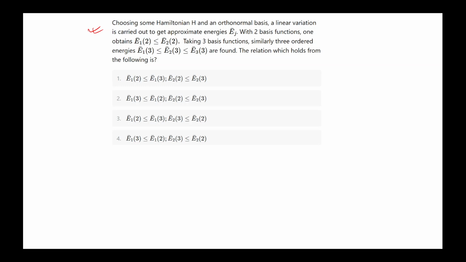What will be the answer? Option 4, I guess. Yes, 4 is the answer. I think this is very straightforward, because if you increase the number of bases, like here the number of bases was 2 and here it is 3, then as I discussed in the linear variation, your first eigenvalue is less than or equal to the second one, and in the second case it also goes the same way.